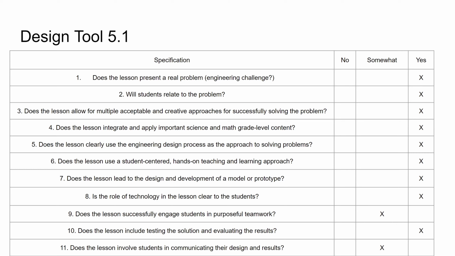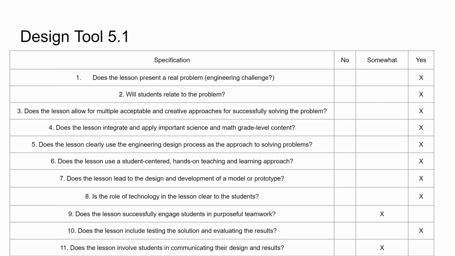Does the lesson successfully engage students in purposeful teamwork? Somewhat. Having them talk in pairs will help them bounce around ideas. In terms of teamwork, that does get into the problem of student agency, and that might be a balance to consider. Does the lesson include testing the solution and evaluating the results?